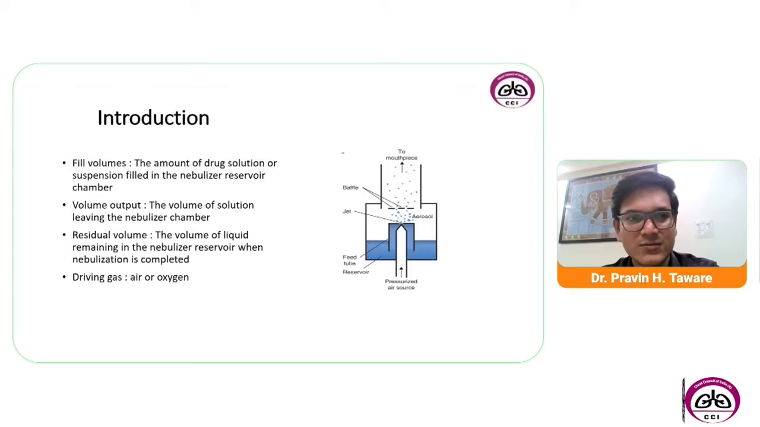We need to know a few terms. Fill volume: the amount of drug solution or suspension filled in the nebulizer reservoir chamber. Volume output: the volume of solution leaving the nebulizer chamber. Residual volume: the volume of liquid remaining in the nebulizer reservoir when nebulization is completed. And driving gas: in a jet nebulizer, we mostly use pressurized air. Sometimes you can use oxygen as a driving gas.